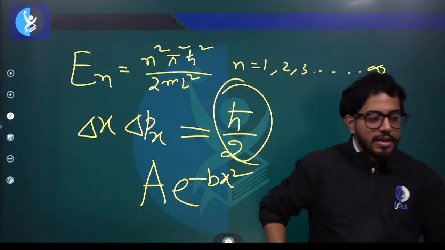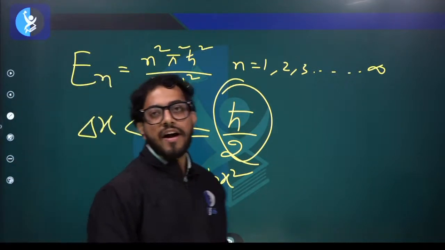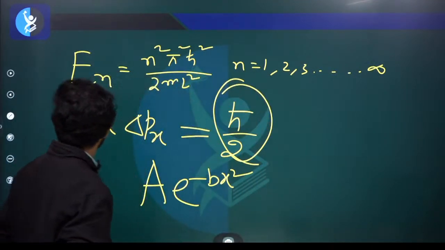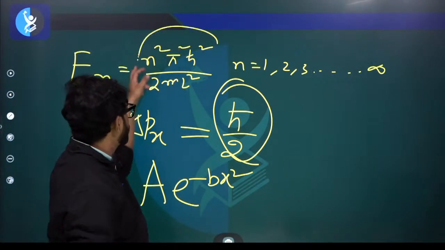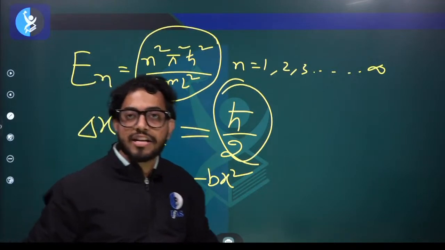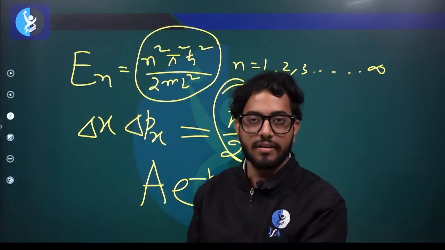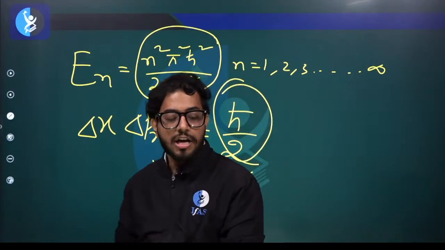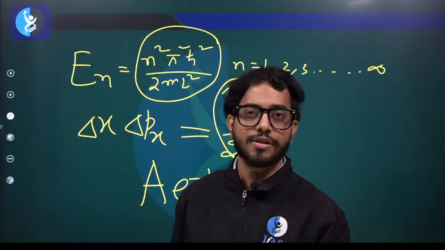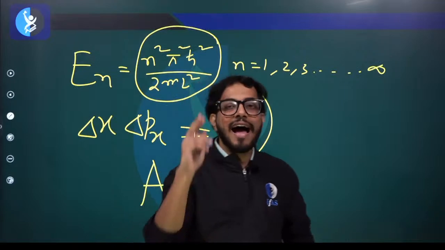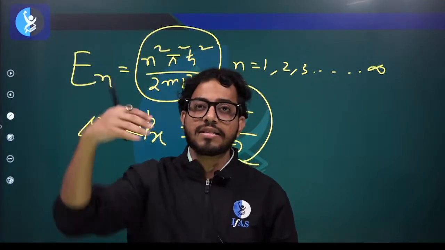Now, let me tell you one thing about the variational principle. For the infinite potential well, we know the exact value of energy, which I have got by solving the Schrodinger equation, the exact and accurate method. But if I use the variational method, without solving the Schrodinger equation, and find the ground state energy, it will either be equal to the exact value of energy or greater than the exact value of energy.